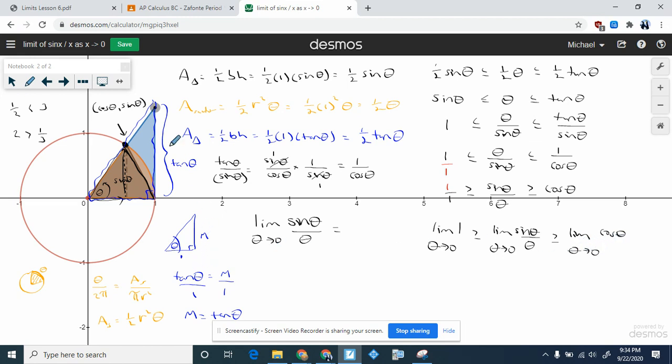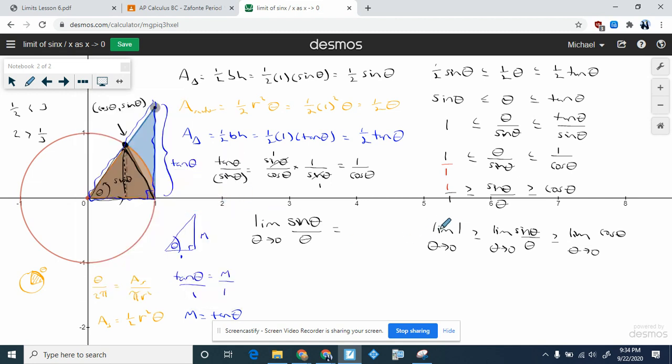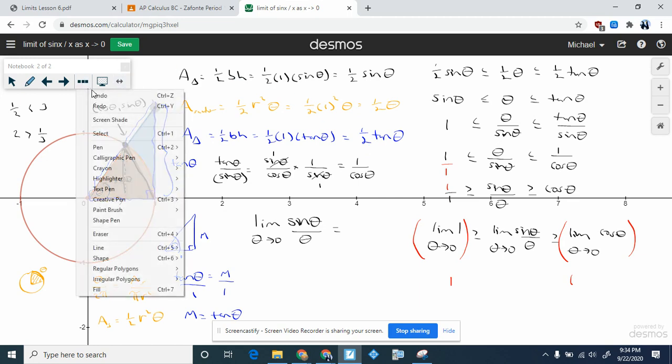All right. So now if the squeeze theorem is going to work, hopefully those outside limits are equal. So in other words, take a look at this here. What is the limit of 1 as theta goes to 0? Well, good news is it's 1. What's the limit of cosine theta as theta goes to 0? Directly substitute cosine of 0. That's 1. That's fantastic news.